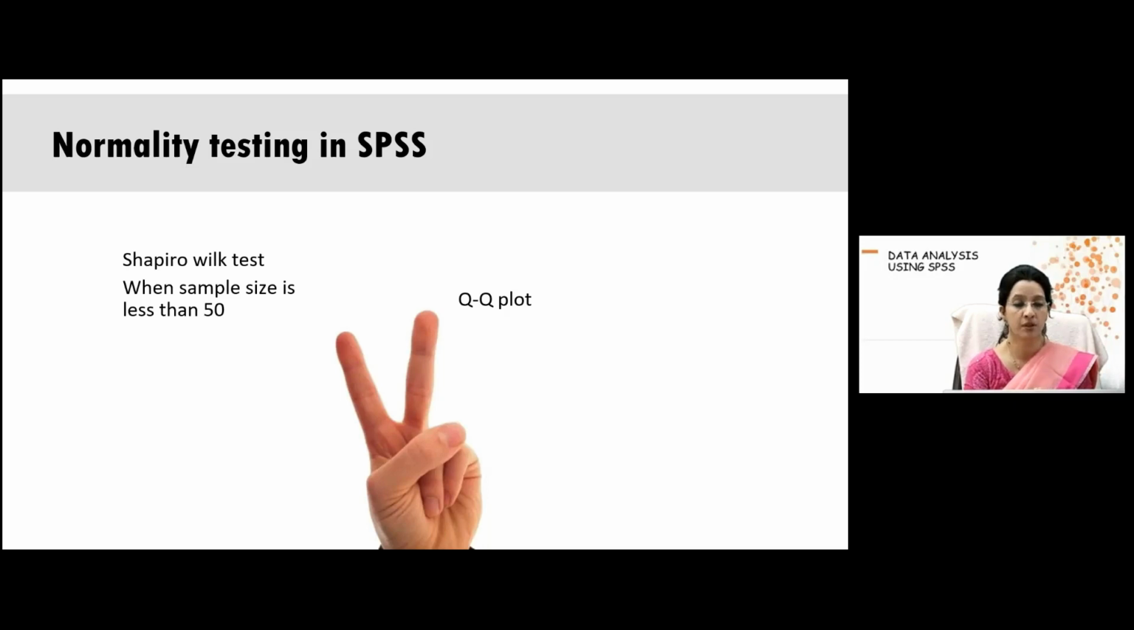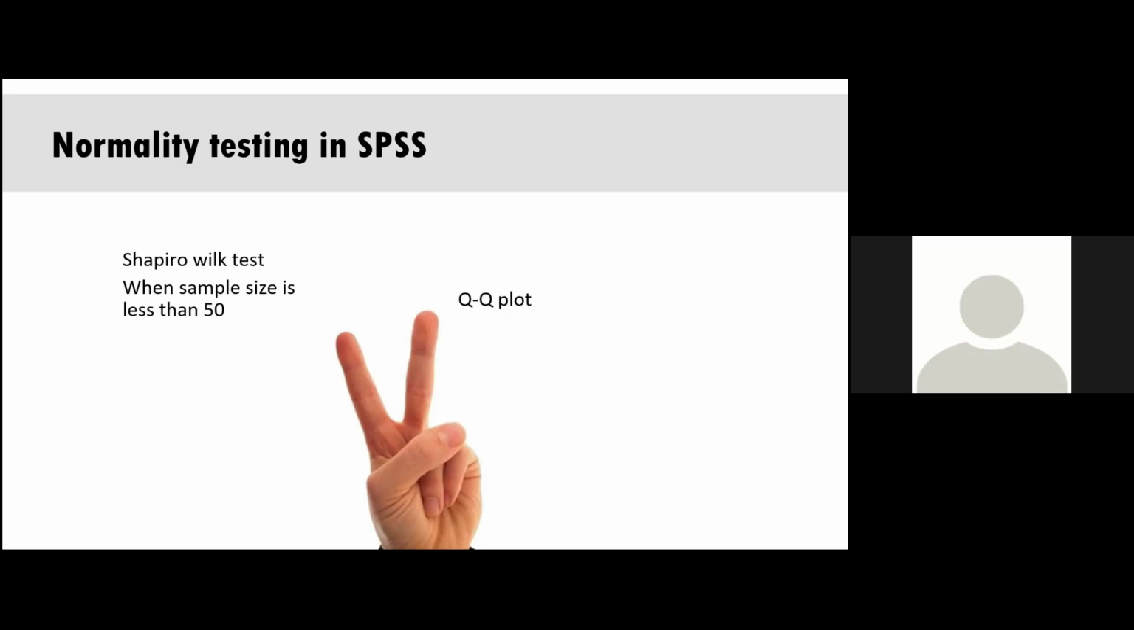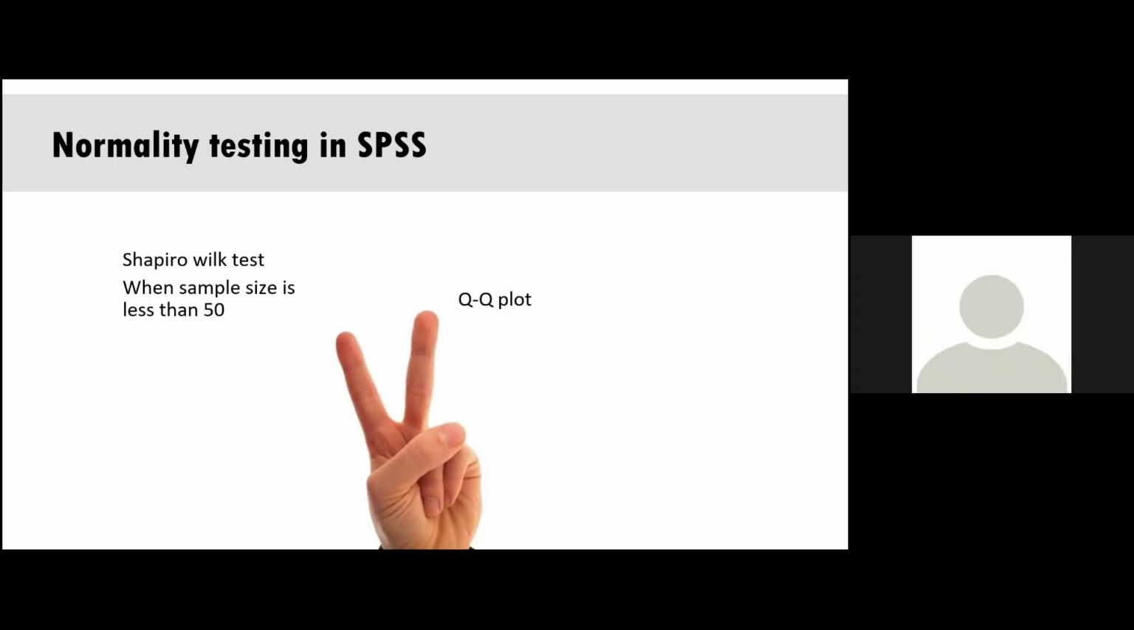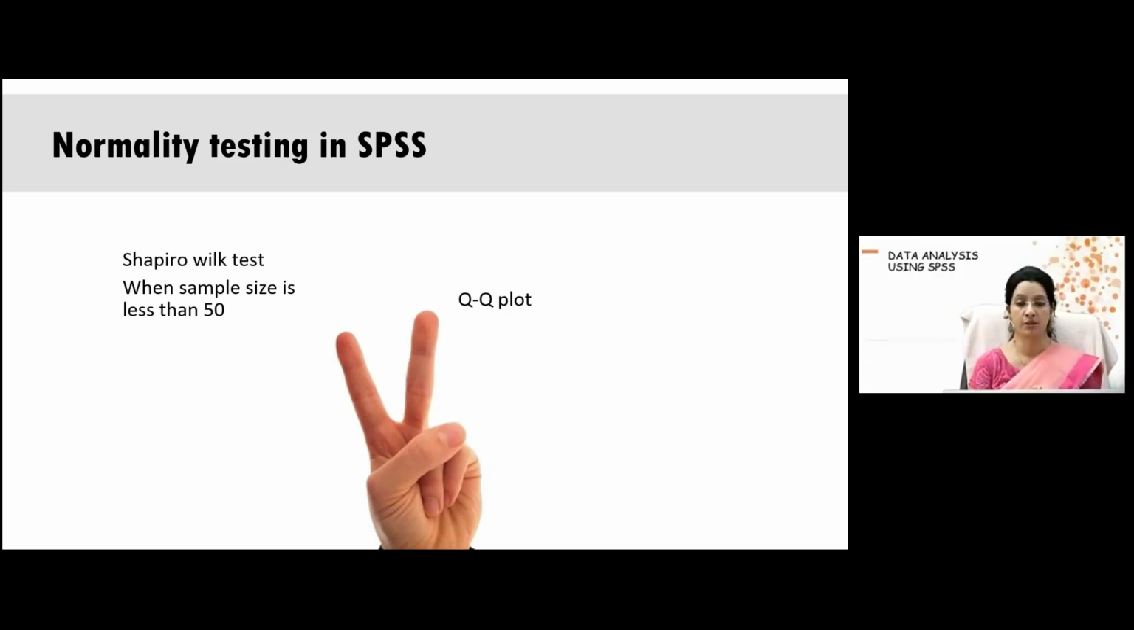Shapiro-Wilk test is used when the sample size is less than 50. And we use QQ plot when the sample size is more than 50. But in the output, when you give the command, it will give you both the value of the Shapiro-Wilk test and the QQ plot. So it is up to you to decide which test you are taking. Ideally, if your sample size is less than 50, you should report the value of the Shapiro-Wilk test. If the sample size is more than 50, you should observe the QQ plot and report it.